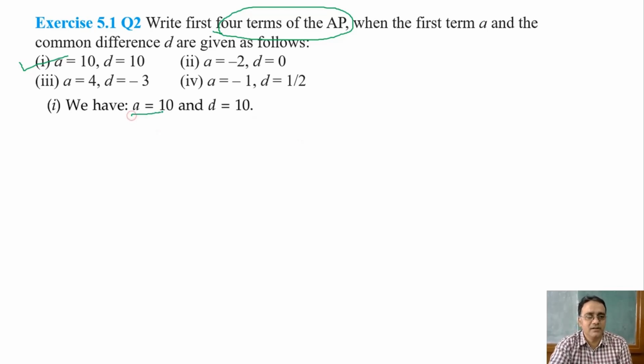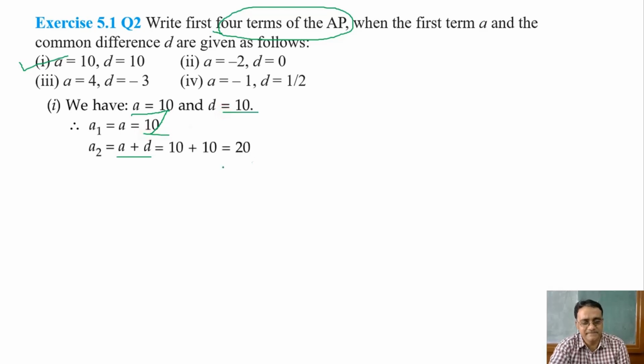10. A is 10, right. Second term, formula is A plus D, that is 10 plus 10. So what you are getting? 20. Okay, 10 plus 10, 20, right.